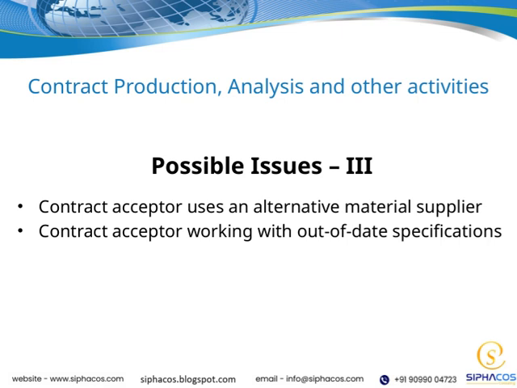We also need to be aware of challenges related to contract production, analysis, and other activities. These areas are critical for ensuring quality control and compliance, so any discrepancies or lapses here can have significant repercussions. Overall, these issues highlight the importance of strict supplier management, up-to-date documentation, and rigorous oversight in all phases of our contract work. Addressing these proactively helps maintain the quality and reliability we aim for in our projects.